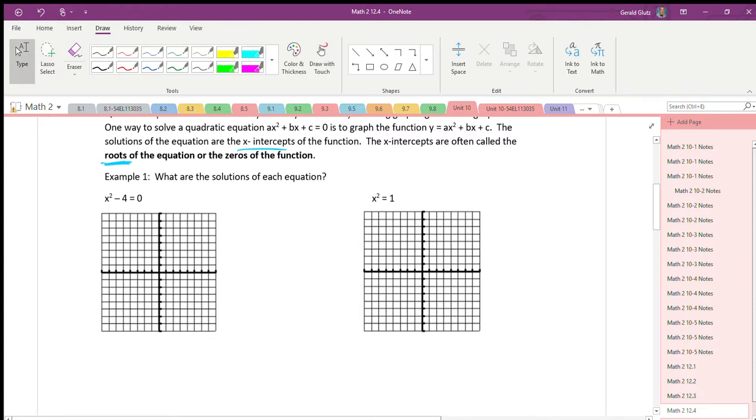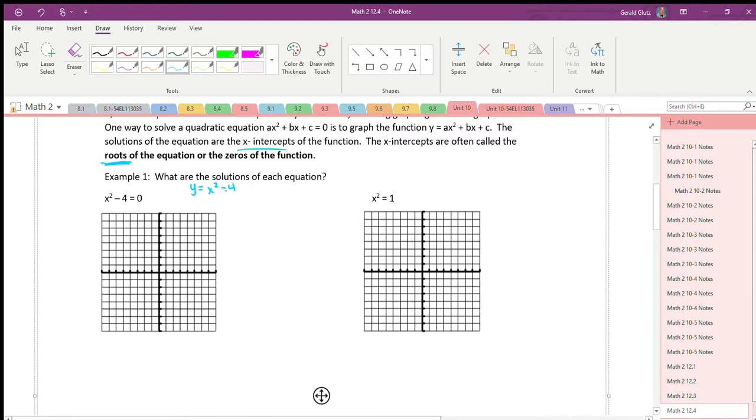So in example 1, if I wanted to find the roots of x squared minus 4 equals 0, we're trying to figure out what x could equal to make this equation true. If I wanted to graph this, instead of putting 0 here, I could just say y equals x squared minus 4.